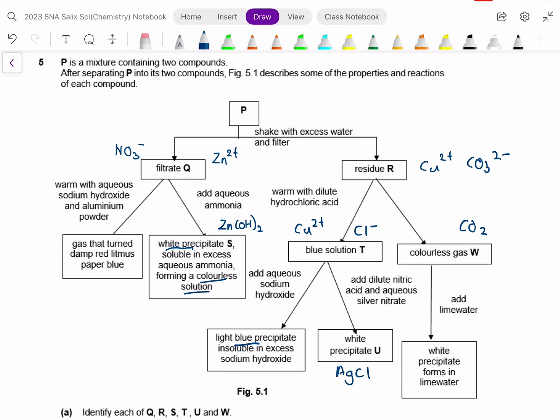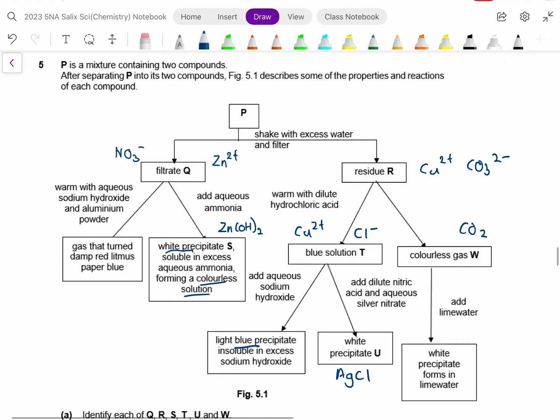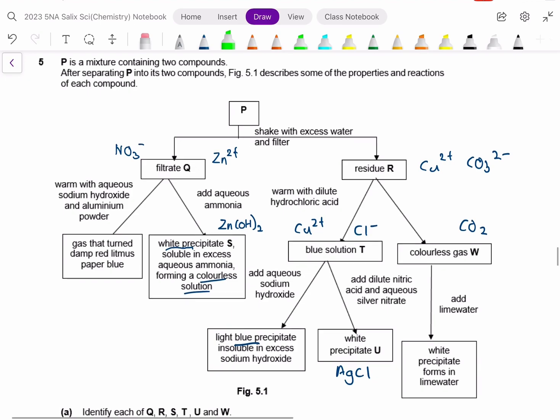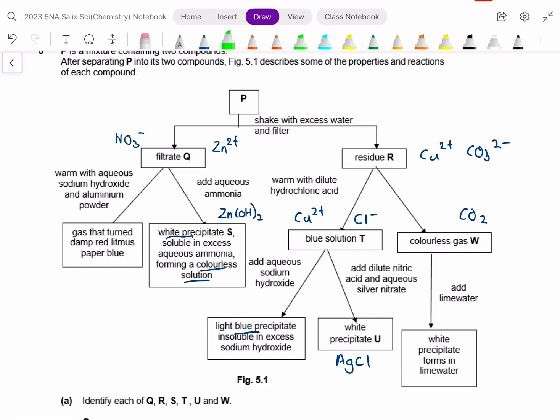Okay, so let's look at this question. P is a mixture containing two compounds. After separating P into two compounds, here are some properties and reactions. So basically a QA question. Let's look at the filtrate first. For this, you are looking at warm with sodium hydroxide and aluminium powder.